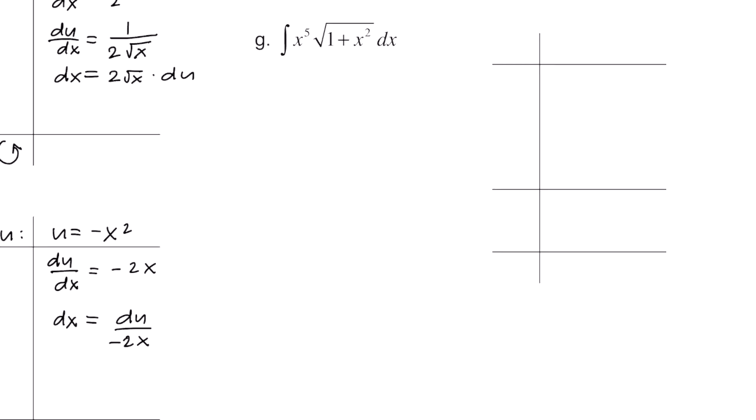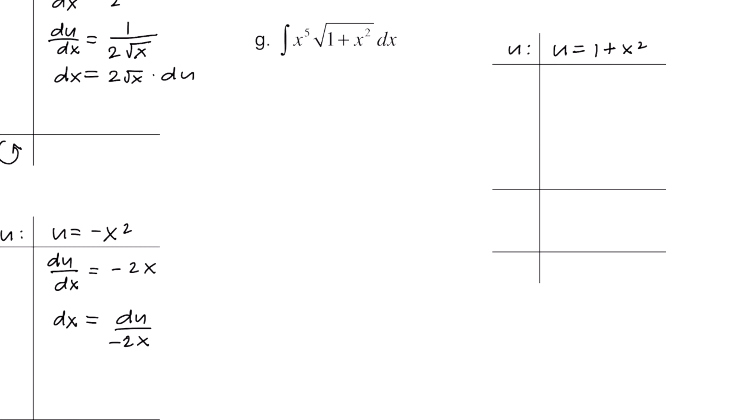For this example, we have the integral of x to the 5th, square root of 1 plus x squared dx. So right here you have a composition of functions. Your outside function is the square root of x, and the inside function is 1 plus x squared. So we're going to start off this problem by letting u equal the inside function. So we have u equals 1 plus x squared.